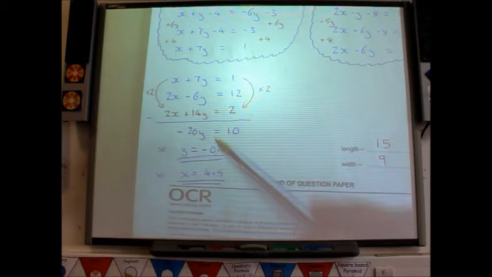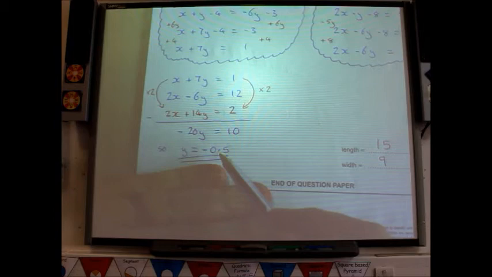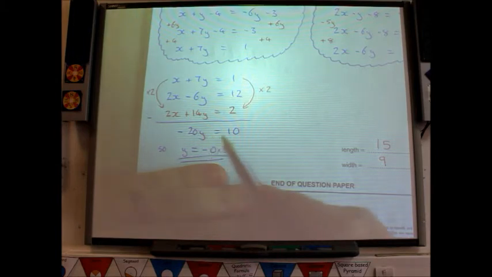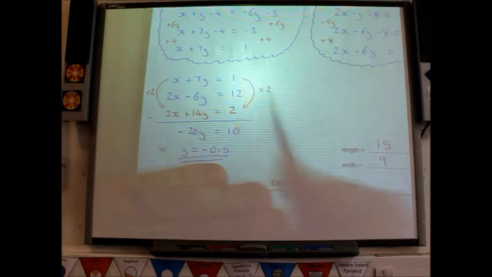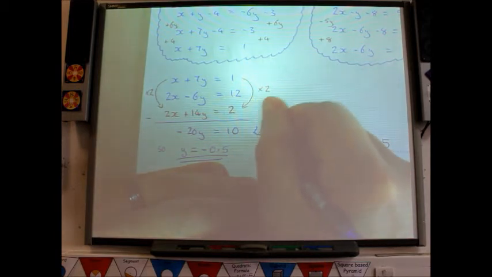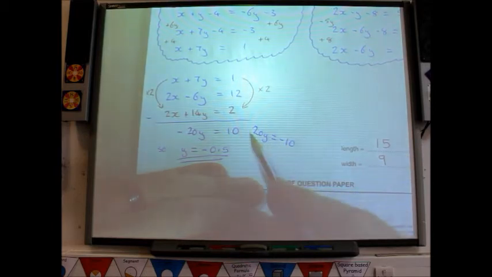So that means y must be minus 0.5 or minus a half. If you want, you could flip these round so it's 20y equals minus 10, which might make a little bit more sense. I'll write that down. 20y equals minus 10. Let's make sure that's a 2. So solving that, y is minus 0.5.